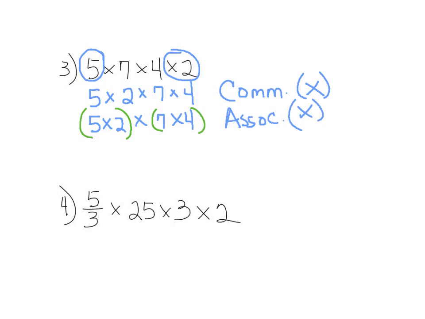And now this facilitates mental math because 5 times 2 is 10, times 7 times 4 is 28, and that's the substitution property. And then 10 times 28, I don't need a calculator, I don't need a piece of paper and a pencil. I know how to multiply that using mental math: it's 280, and that is also substitution. Okay.